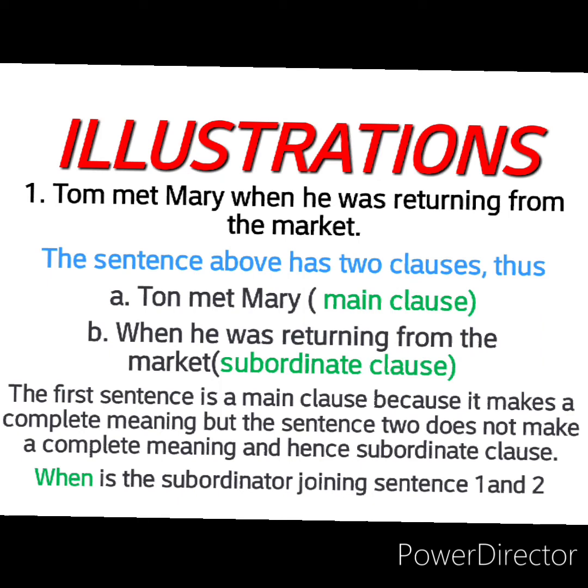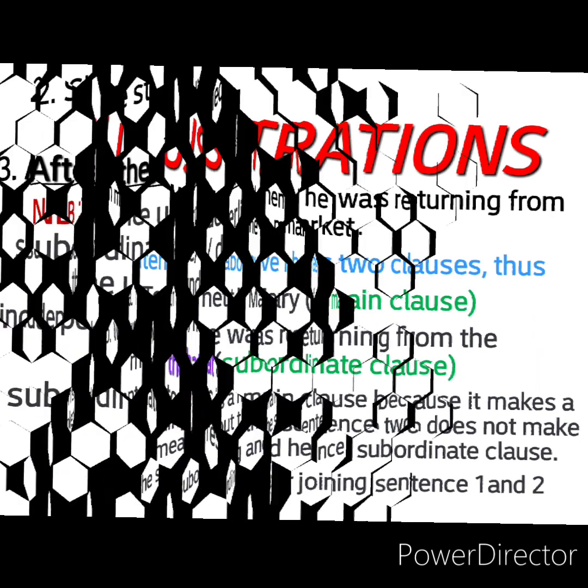The first clause is a main clause because it makes a complete meaning. But the second clause does not make a complete meaning, and hence is a subordinate clause. It definitely relies on the main clause to derive its meaning. "When" is the subordinator joining clauses 1 and 2 together. Hope it is clear.